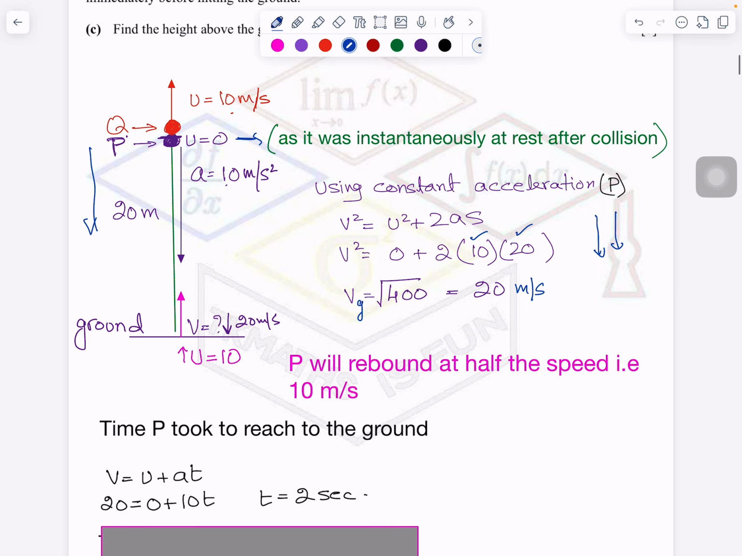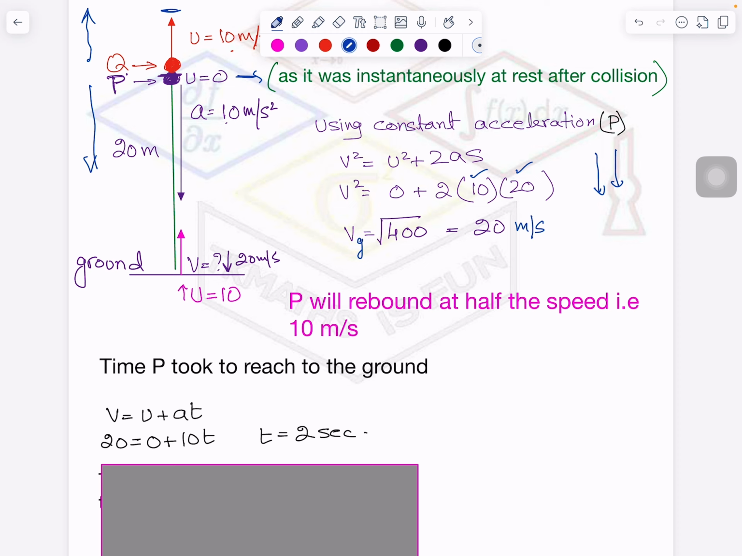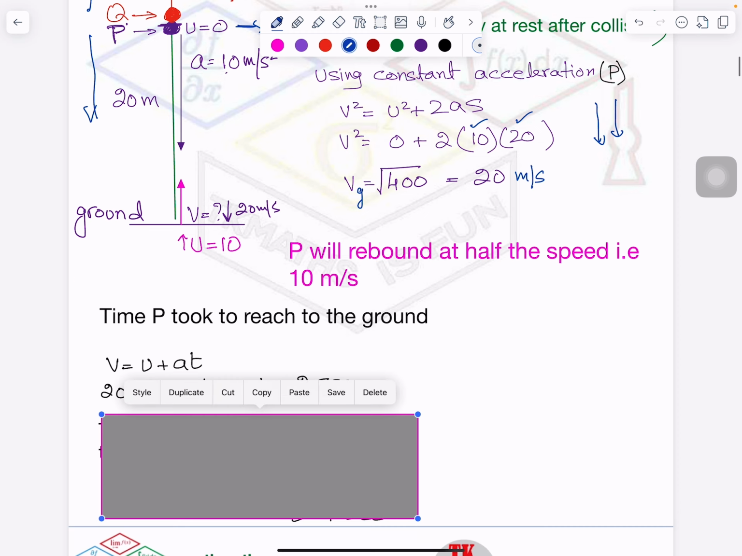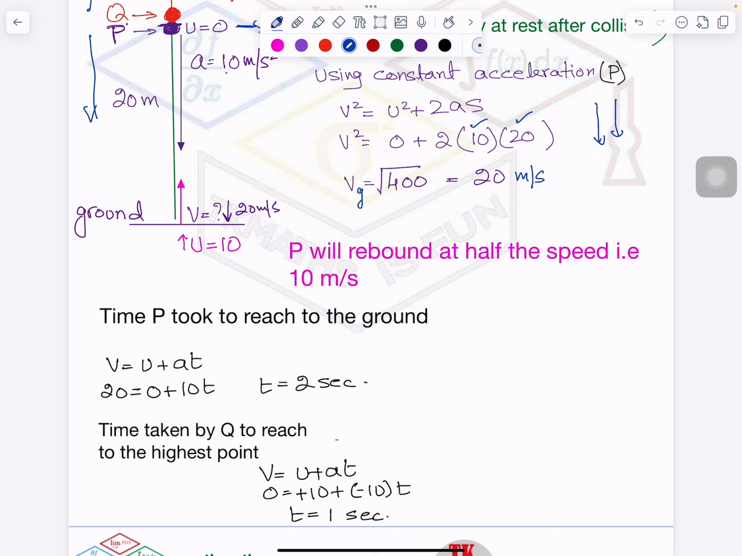So when Q was going up from here, its velocity was 10 meters per second, right? And of course, after the highest point, it will come to rest and then come back. So when Q is reaching the highest point, V is 0 and U was 10. A is minus 10 because from this point where the first collision happened, Q is going up and acceleration is acting down. That's why I've taken the negative sign. It took 1 second.